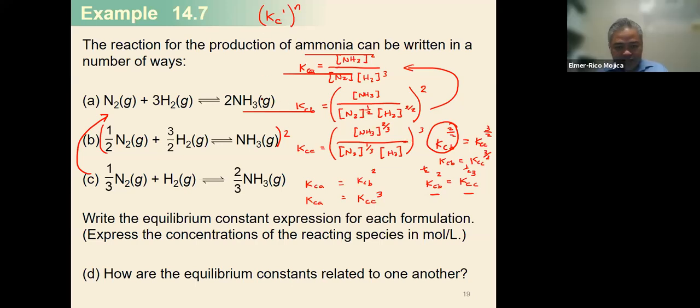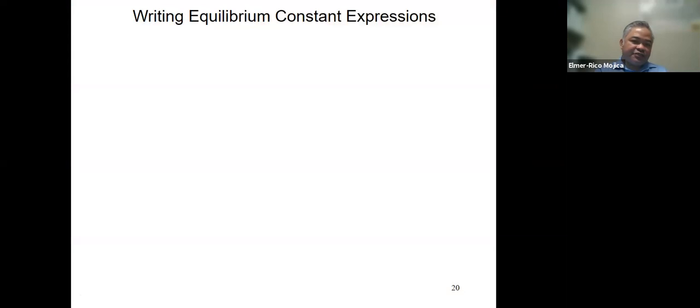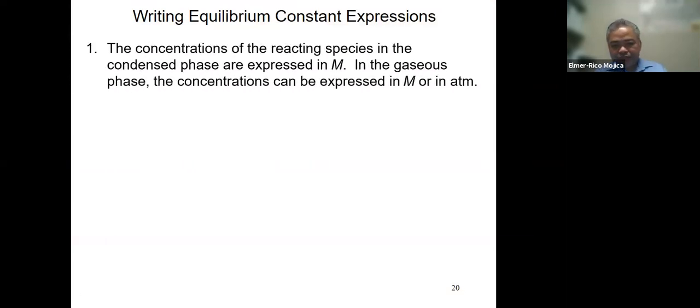So whatever you multiply here, you raise it to the given expression. Okay? Now, let's go to what we have discussed so far. In writing the equilibrium expression, the concentration of the reacting species in the condensed phase are expressed in molarity. In the gaseous phase, it can be concentration expressed in molarity or pressure in atmosphere. So here, you have to know when one is Kc and when one is Kp.